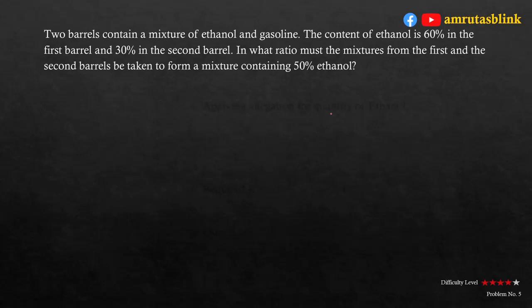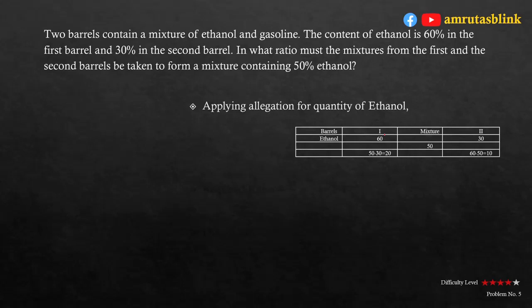Hence again we can simply apply the rule of alligation which we have seen in the initial part of the video. You can apply the formula either for the quantity of ethanol or for the quantity of gasoline. Let's suppose here I am applying the alligation formula for ethanol. Barrel 1 contains 60% ethanol, so we will write 60 here, and barrel 2 contains 30% ethanol, and the resultant should contain 50% ethanol. So the mixture quantity is written here.